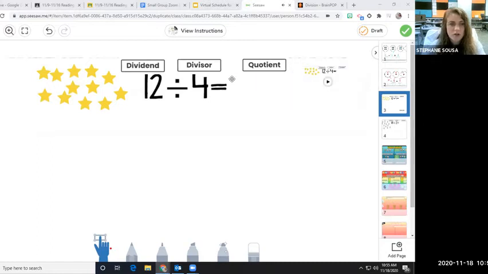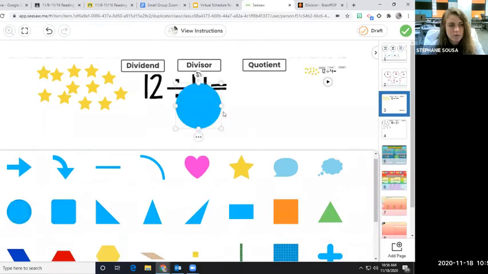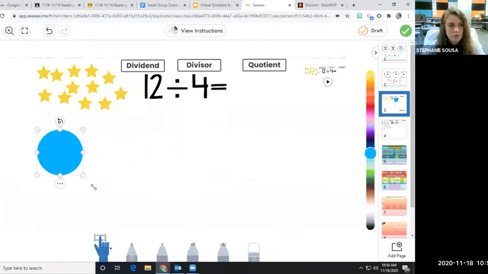Alrighty, so we're going to start off with 12 stars. We have them over here on the side. 1, 2, 3, 4, 5, 6, 7, 8, 9, 10, 11, and 12. Our divisor is the number of groups. Let's go ahead and draw some groups. I might actually use my shapes tool. I'm going to go ahead and create some groups. Here's one group.